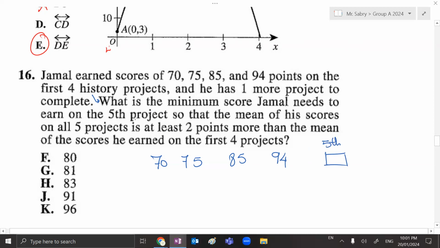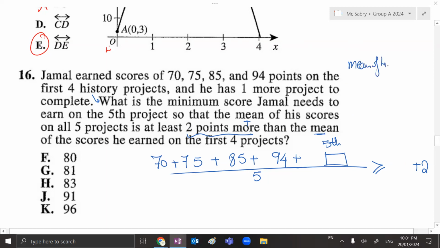I need the mean of all his 5 projects, meaning all of those plus each other divided by 5, because that's what the mean means. I need that to be at least, meaning bigger than or equal to what? To 2 points more. So something plus 2, because 2 points more means plus 2. More than what? Than the mean of the score he earned on the first 4 projects. So I'll get the mean that he earned in the first 4 projects.